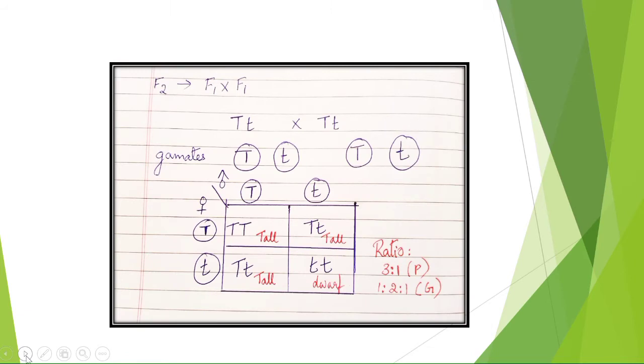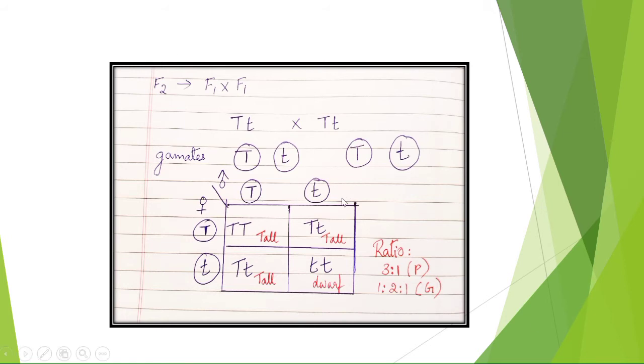Now let us study how we write F2 cross. F2 means F1 into F1. That means it is self-crossing. So the parents are heterozygous tall. Two types of gametes are produced because the parent is heterozygous. One gamete containing dominant allele and one gamete containing recessive allele. After that, we draw the Punnett square.